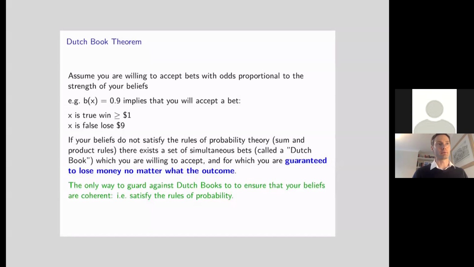The Dutch book theorem goes as follows. Assume you're willing to accept bets with odds proportional to the strengths of your beliefs. By that last sentence, what I mean is if you have a belief that X is true with probability 0.9, that implies you will accept a bet if someone offers it to you, which says, if X is true, you'll win $1 or more than $1. And if X is false, you'll lose $9.